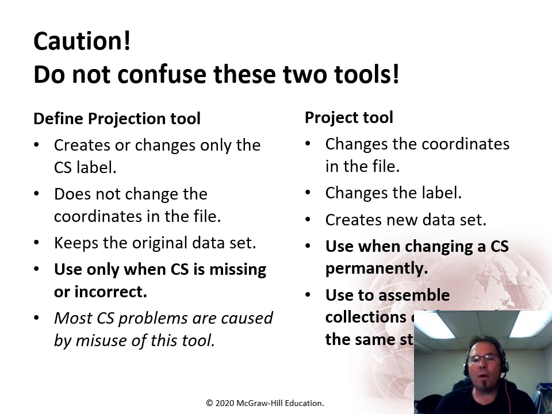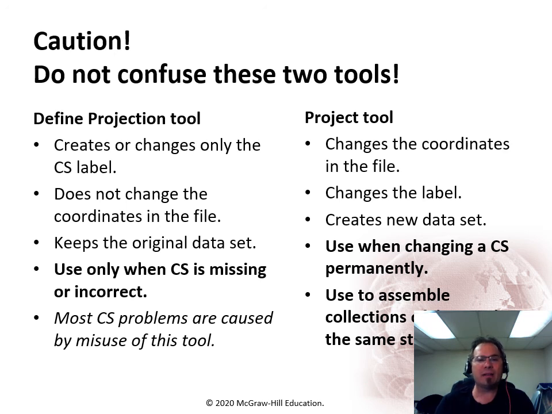So one of the things that confused the bejesus out of me when I was first learning GIS was how to fix this stuff. I didn't understand the difference between these two tools. It wasn't until I got the original version of the textbook I started using, and she had both of these in the book, and all of a sudden the proverbial light bulb went off. This is a very, very important slide. The define projection tool should only be used when the coordinate system is missing or incorrect.